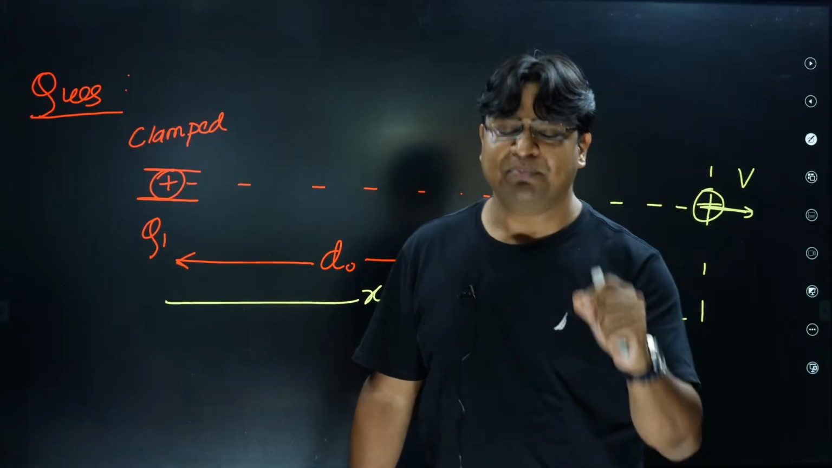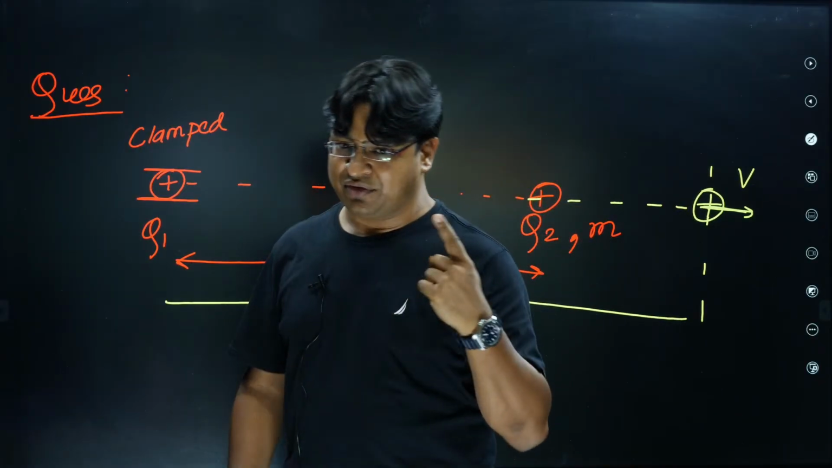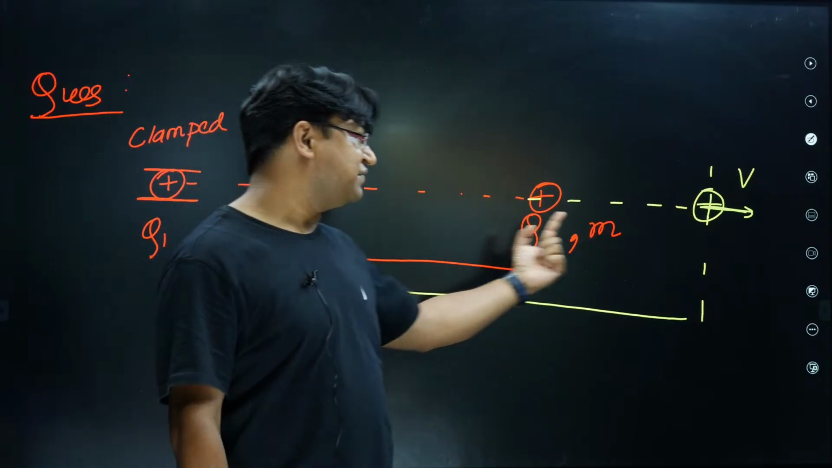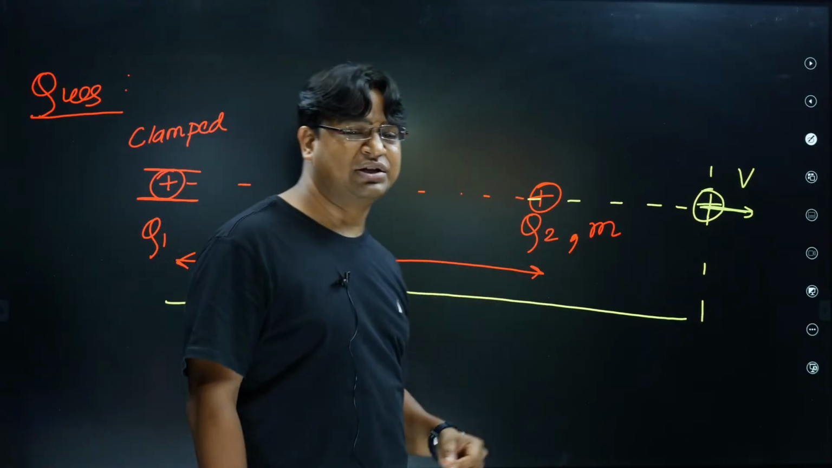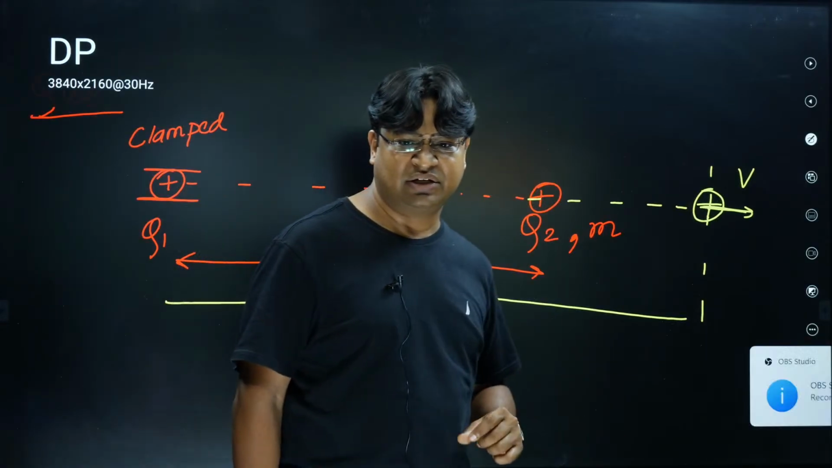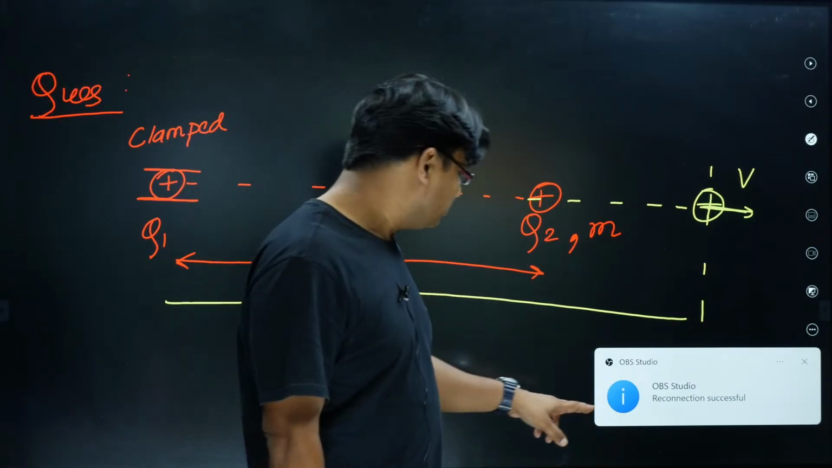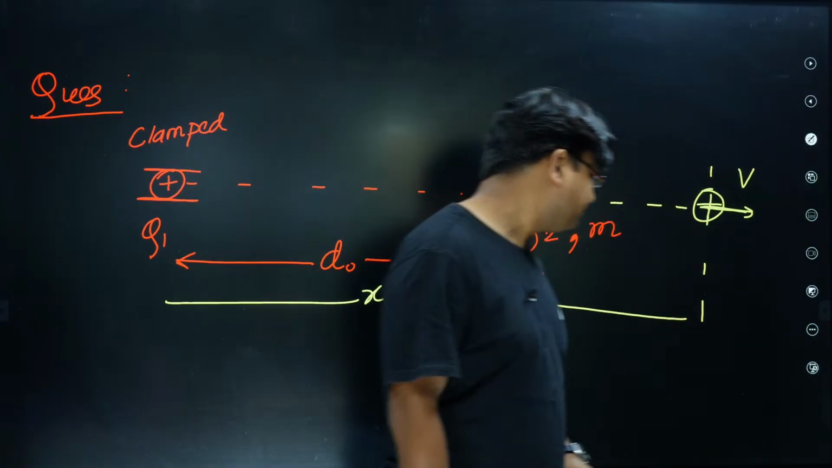Now people, what are the things that you have to keep in mind? The first thing, acceleration is varying, so I can't use v square equals u square plus 2as. Also, there is no collision that will take place.